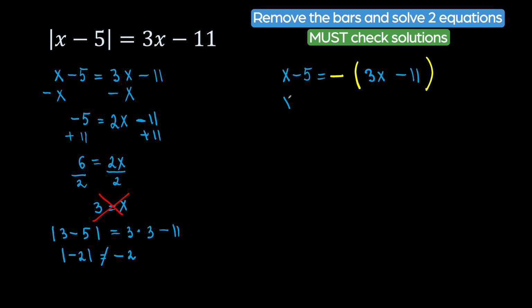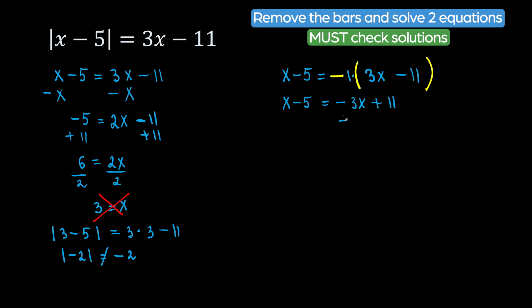So x minus 5, and now let's distribute this negative to the entire right side. So you can think of negative 1 times everybody. So negative 1 times 3x will be negative 3x. Negative 1 times negative 11 will be plus 11. Very good. Just be careful with the signs. Now solve it however you're comfortable.